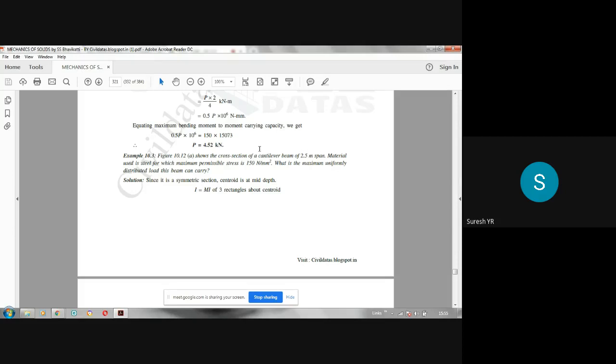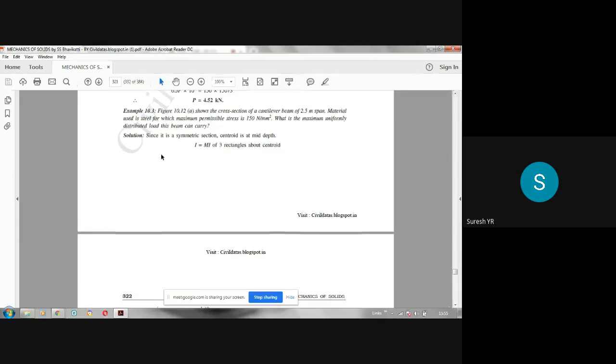So procedure is similar, but here one extra thing is you have to find out the I value. That is very, very important. Let us see. Since it is a symmetrical section, centroid is at mid depth. Definitely, centroid will be at the mid depth, and your moment of inertia is nothing but moment of inertia of 3 rectangles above the centroid.